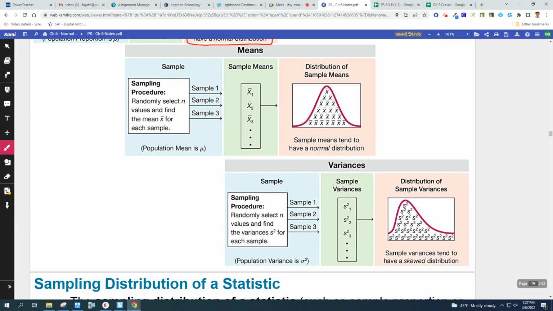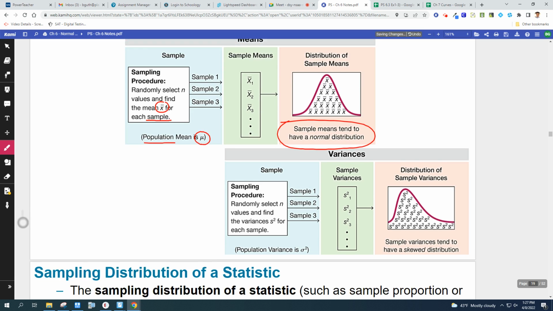When we look at means, all right, you've got this symbol that's talking about the sample, and you had this symbol that was talking about the population. So some of the symbology gets a little bit difficult, but understand that there's a difference between a sample and the population, and sometimes those numbers are calculated differently. Sample means have a normal distribution.